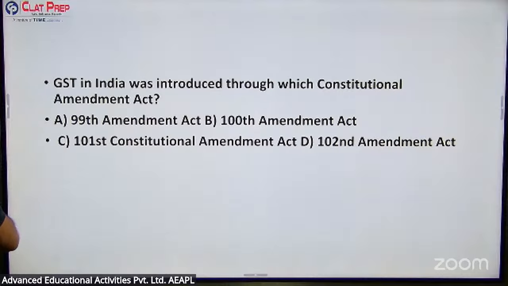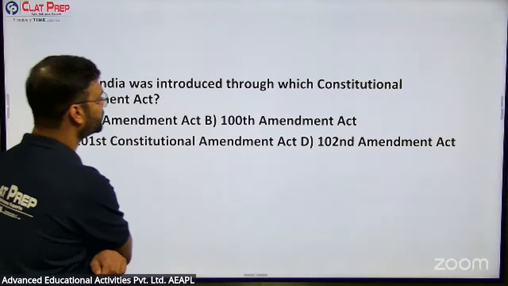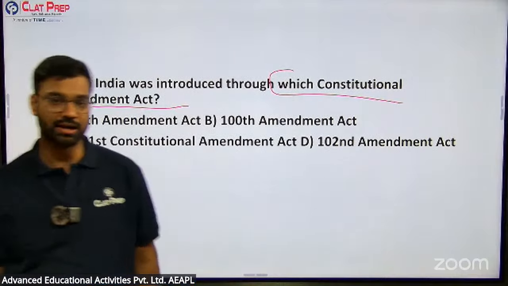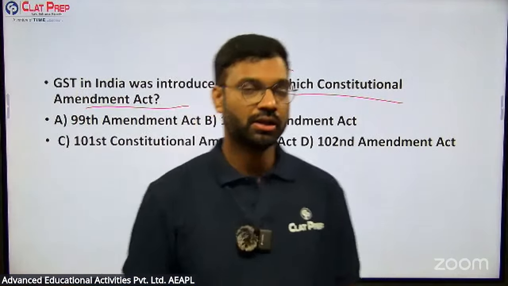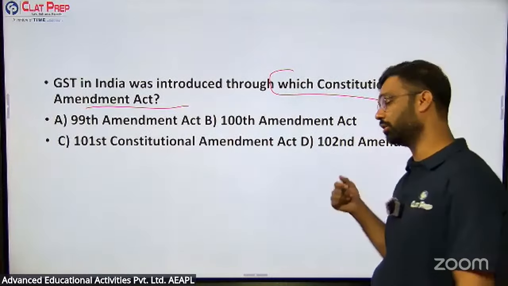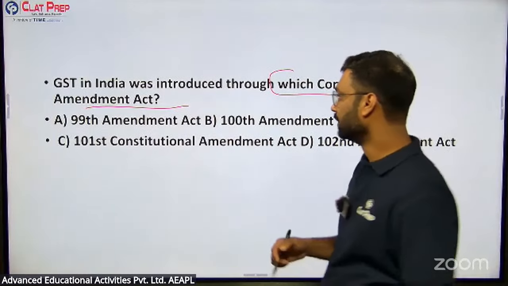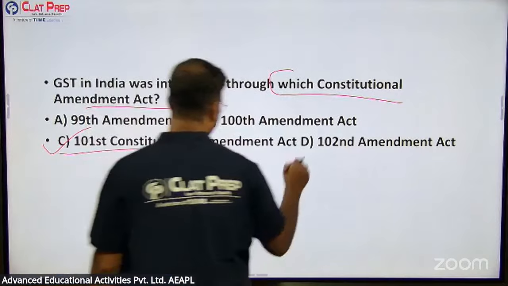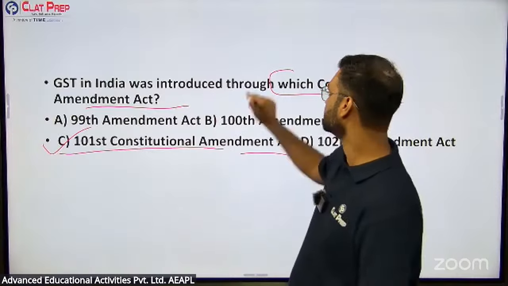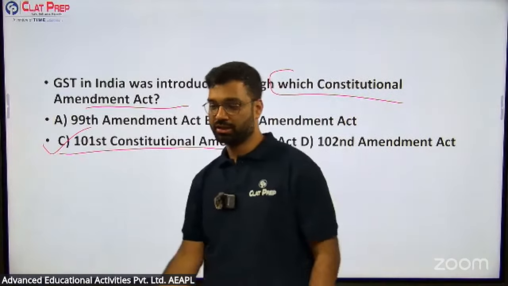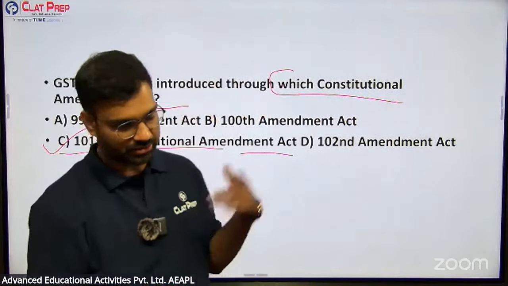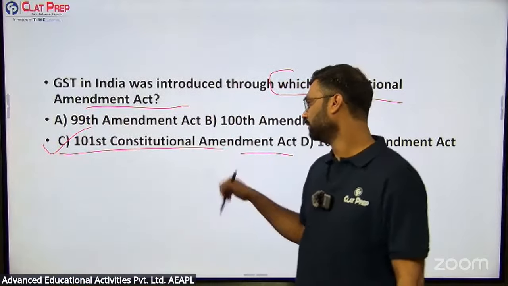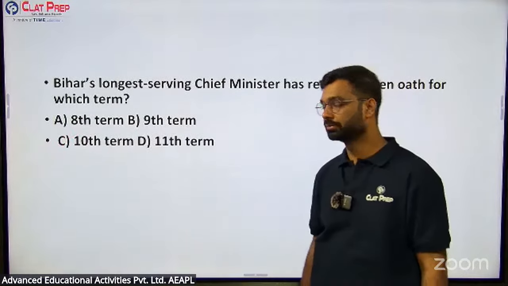All right, moving on to the next question. GST in India was introduced through which constitutional amendment? Now, we had a similar question in the CLAT exam also, right? They had asked about the number of the constitutional amendment. In this case, the answer is the 101st Constitutional Amendment Act. This was the act through which the GST was introduced back in 2017. The GST, as a common tax across the country, the idea was one nation, one tax. It was implemented through the 101st Constitutional Amendment Act.